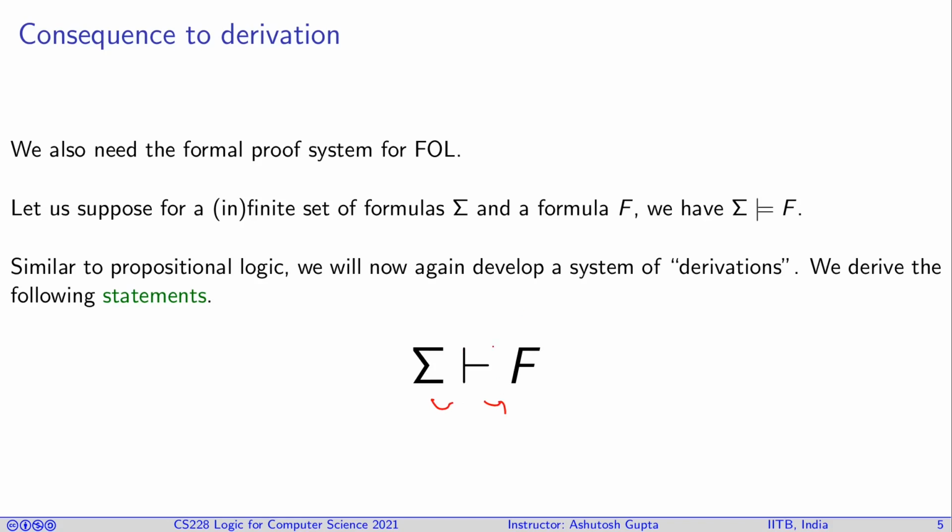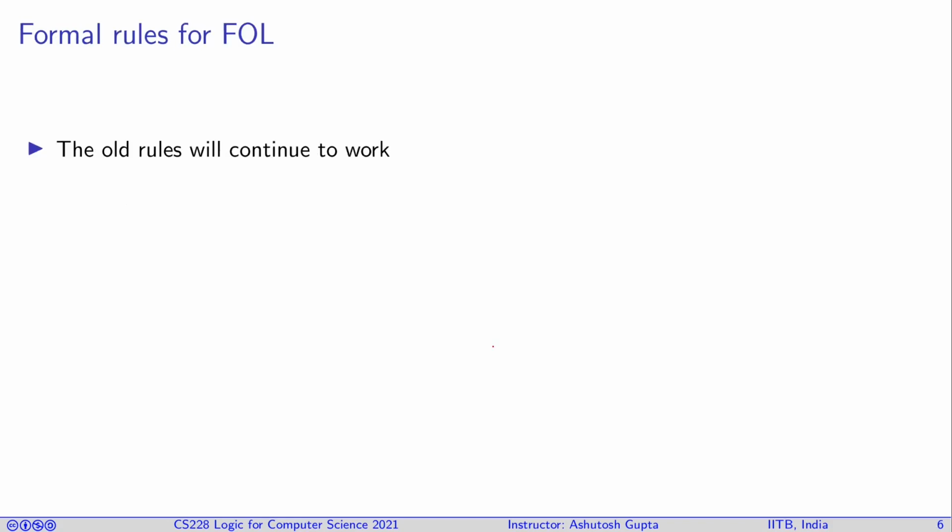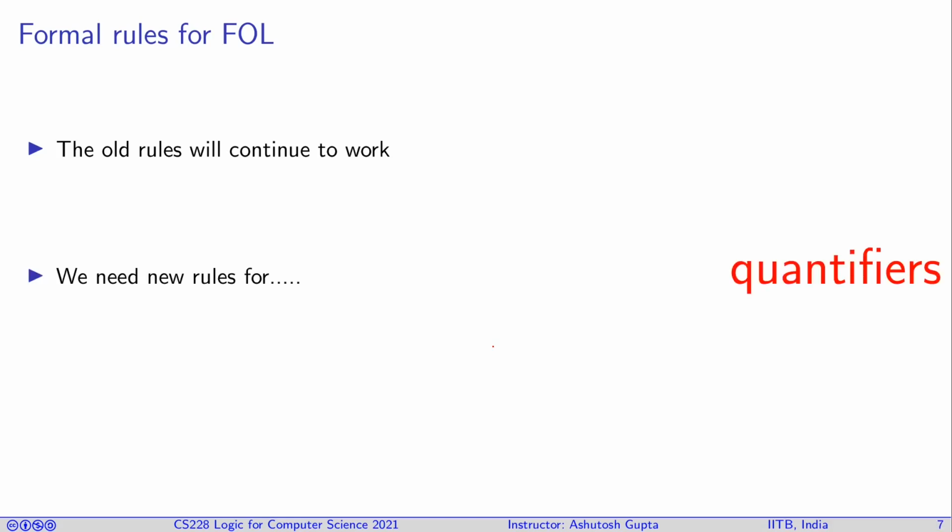So same idea. We need proof rules for our proof system. The old rules will continue to work. Those rules which we saw in propositional logic still continue, and we need more rules for the quantifiers, and that is what we will introduce. Let us see how we develop those.